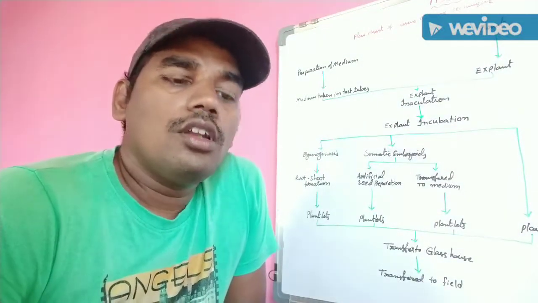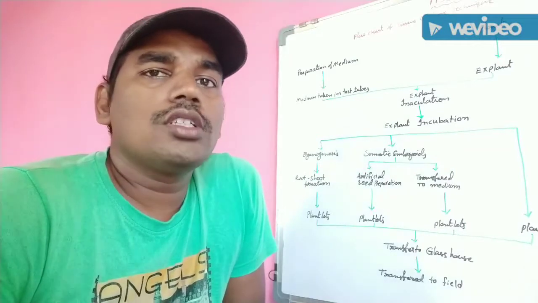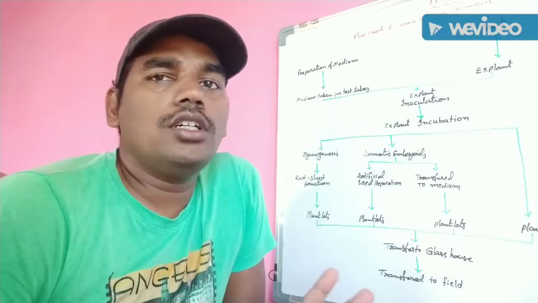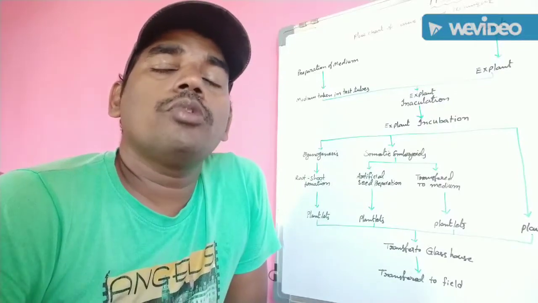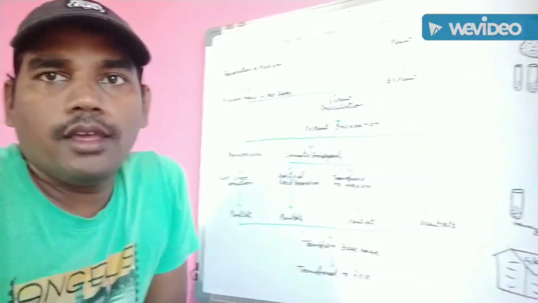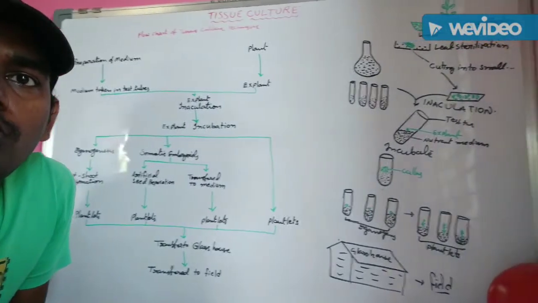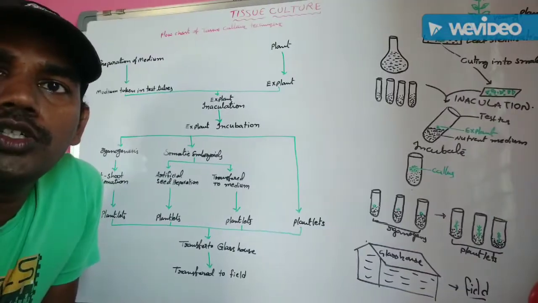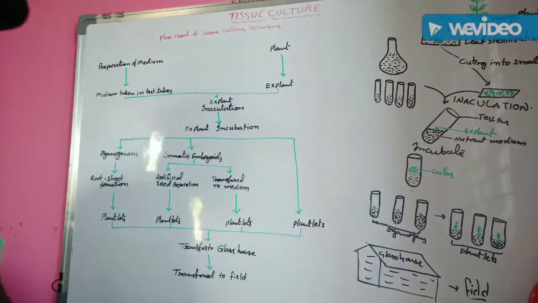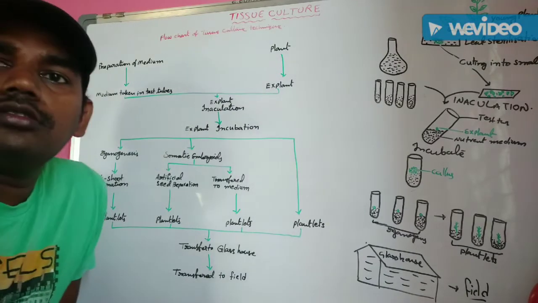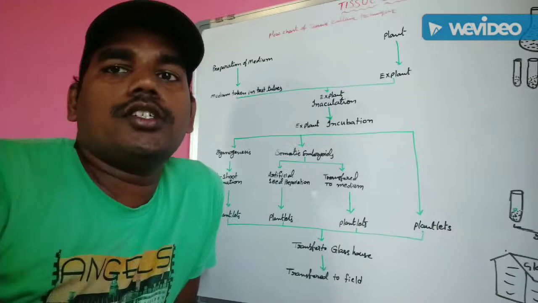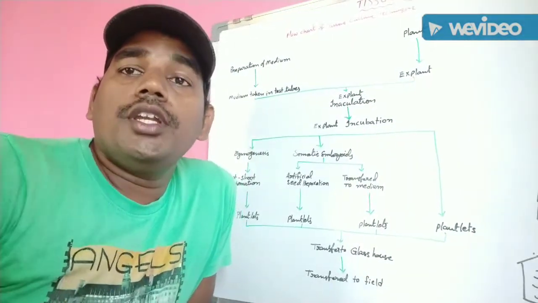Okay. Now in this class I want to discuss the flow chart of tissue culture and also somatic embryogenesis. You already know about tissue culture. Another important application of the method is meristematic culture. You already know meristematic culture.